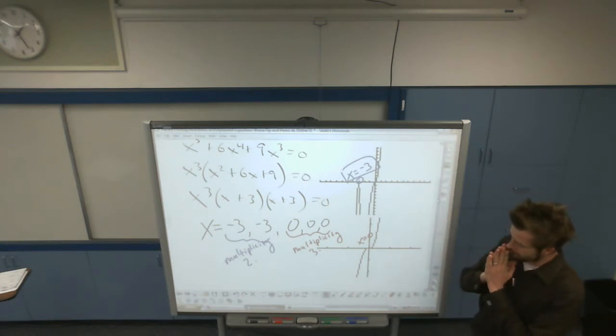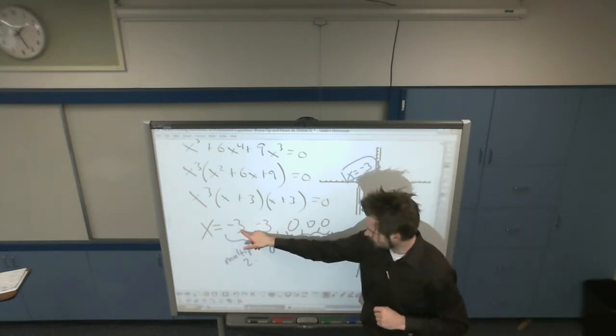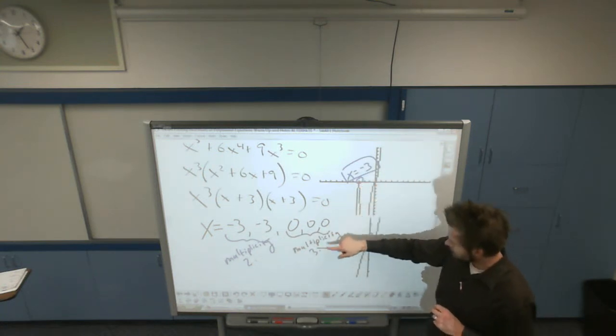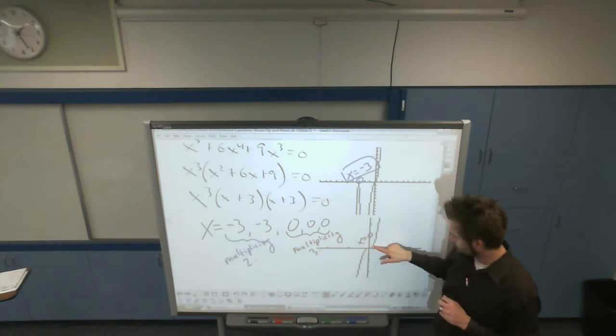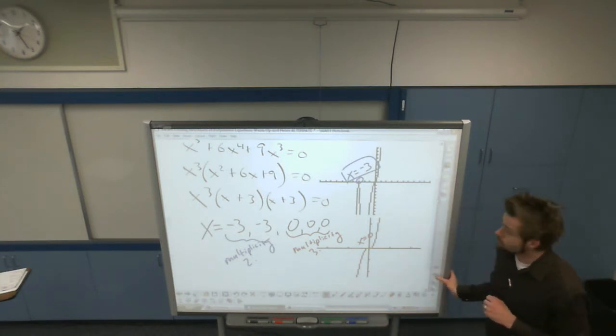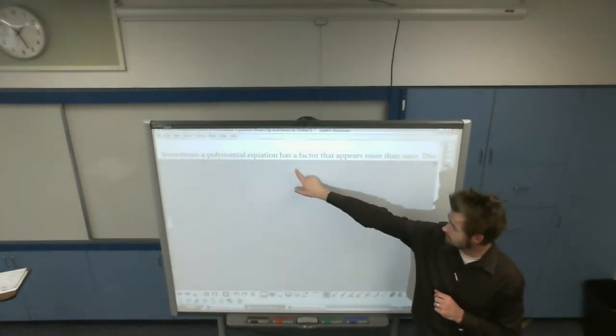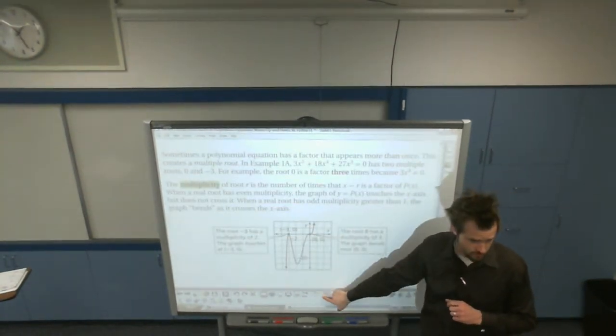So our tentative observation is that if you have a root that occurs an even number of times, you'll get something like this. And if you have a root that occurs an odd number of times, you'll get something like this. Your book does a very good job of summarizing this. Don't copy this because this is a lot. I just want you to see this, okay?